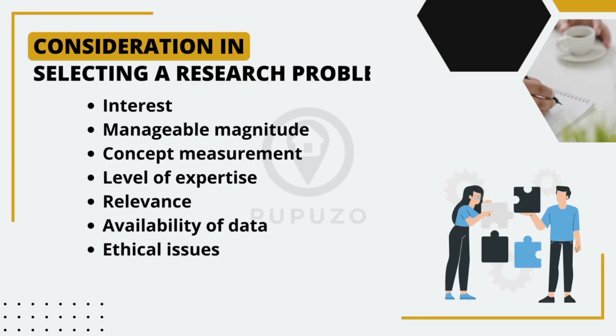Now, let's shift our focus to the considerations involved in selecting a research problem. These factors play a pivotal role in shaping your research journey. Firstly, interest. It's important to choose a research problem that genuinely captivates your interest. Passion and curiosity are the driving forces that will keep you motivated throughout the research process.